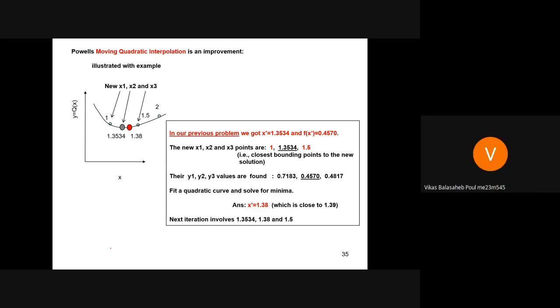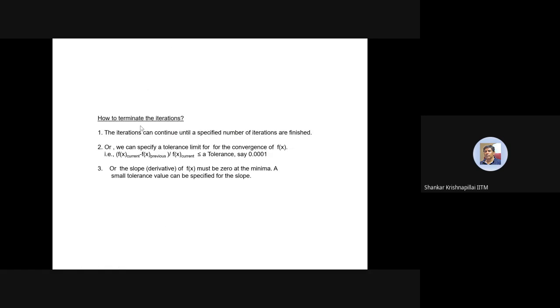Okay. So Powell's quadratic interpolation method is just like this. You take the center point and the two best points on either side, and you keep on repeating the iterations. How do we terminate iterations? The iterations can continue until a specified number of iterations are finished. Sometimes you say you want 1000 iterations, then it will do 1000 iterations and stop.